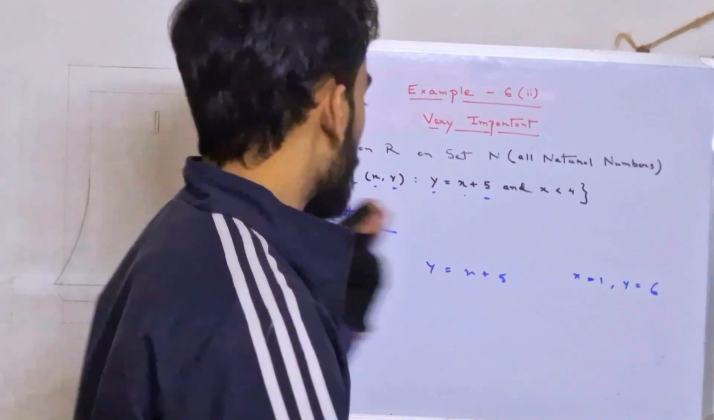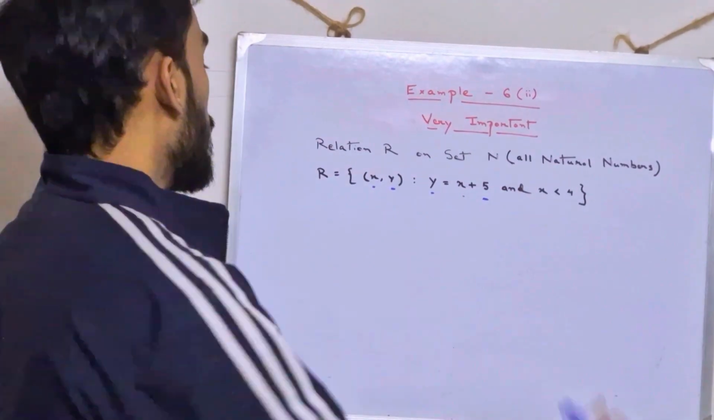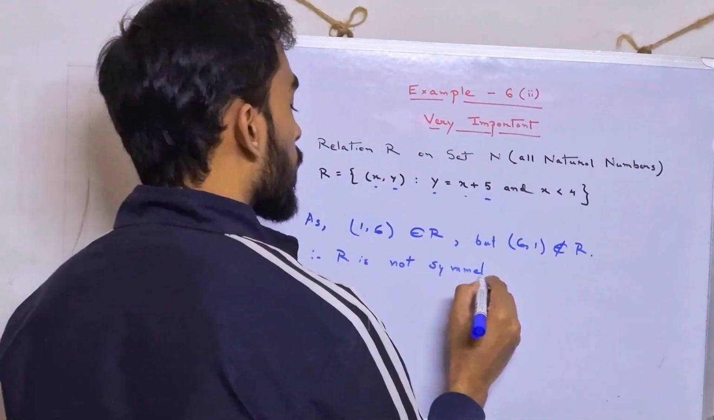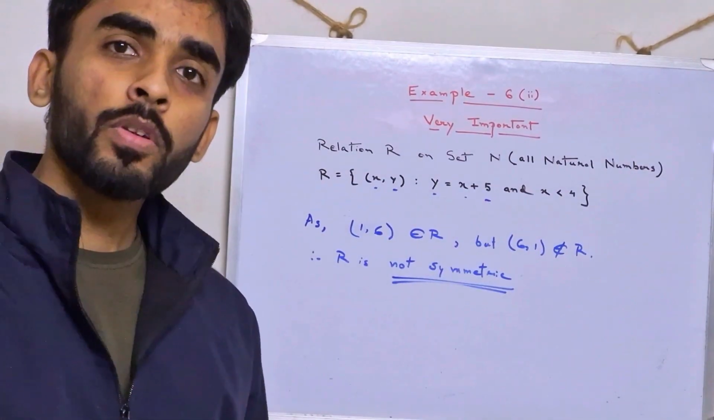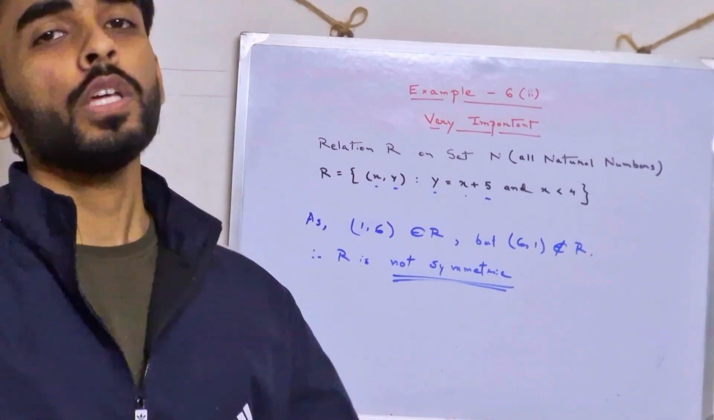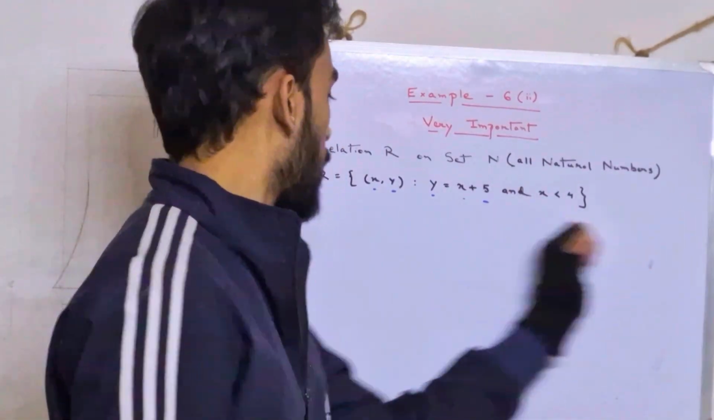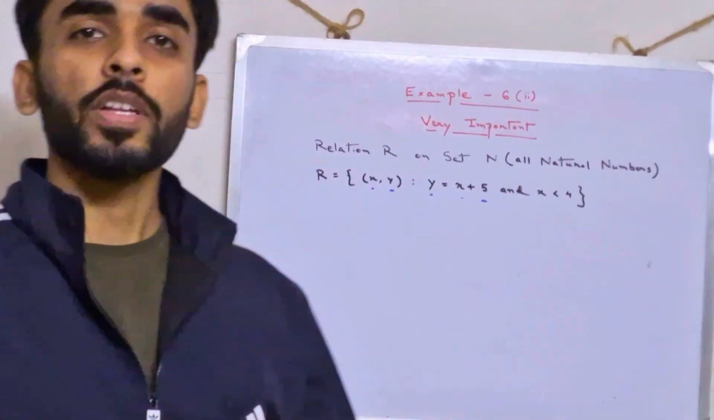How do we write this? When something is not symmetric, we prove it with one example. As 1 comma 6 belongs to the relation, but 6 comma 1 does not belong to the relation, therefore it is not symmetric. Now, the most important part. We have to check if this is transitive or not.